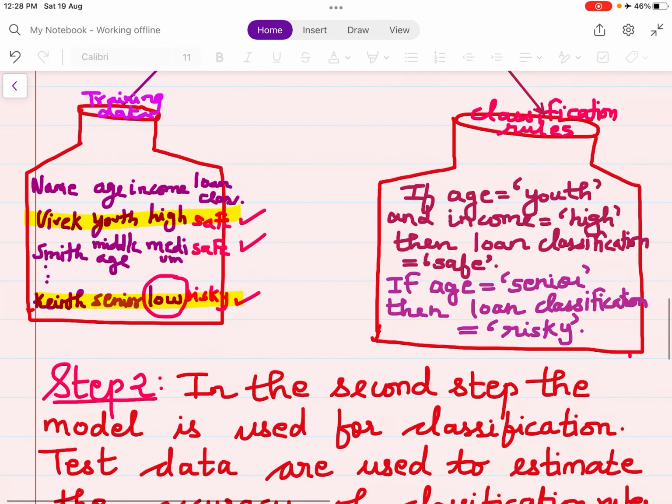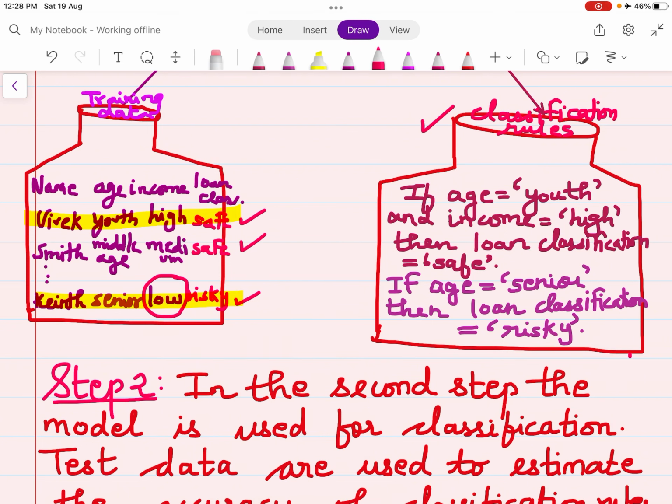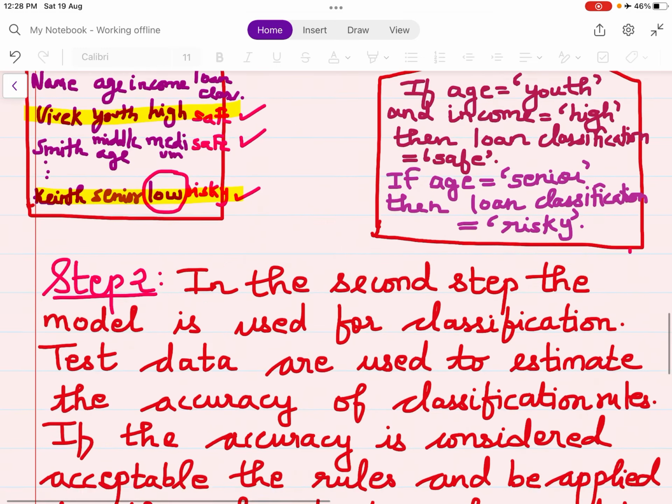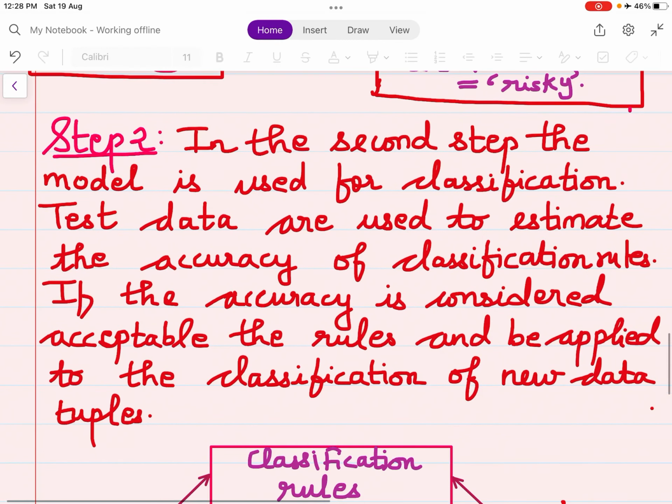So we have made a classification rule. Now we will be testing whether this rule is applicable in all cases or not. What is the rule? This is the rule. So how do you test it? Using a test data. Test data are used to estimate the accuracy of classification rules. If the accuracy is considered acceptable, the rules can be applied to classify the new data tuples.